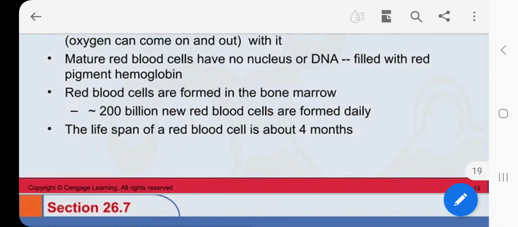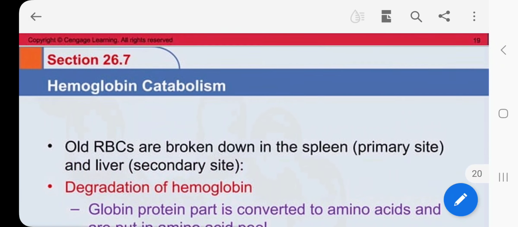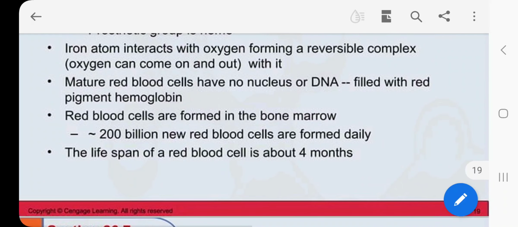Red blood cells are formed in the bone marrow, and approximately 200 billion new red blood cells are formed daily. The lifespan of a red blood cell is about 4 months. But there are recent advancements wherein the hemoglobin and red blood cells are stored for a longer time.